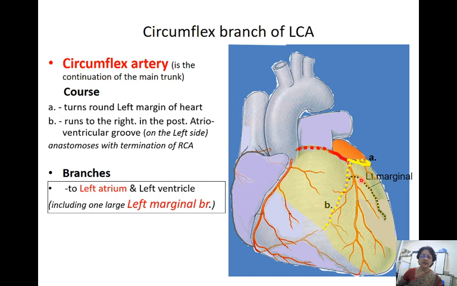Most of the time, the left marginal branch runs exactly along the left margin. This dotted line means it's on the other side, on the back side. If it's closer, it's originating from the circumflex, almost at the bend where the circumflex is turning around.